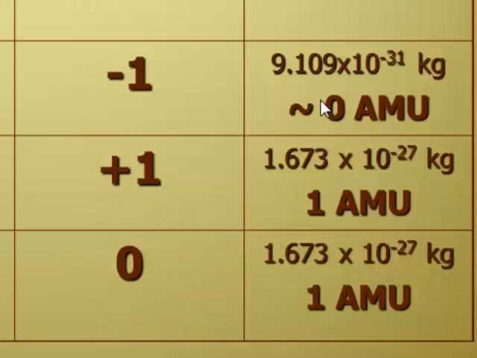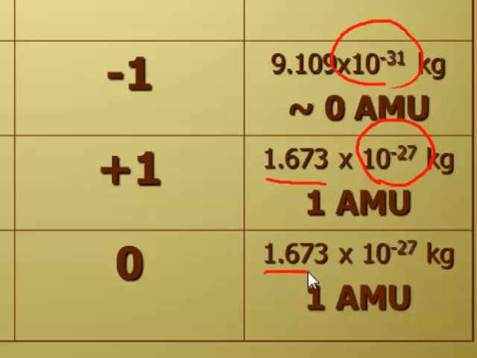And then the masses. Wow, look at the difference in the mass between the electron, which is 10 to the -31st, and the proton, which is 10 to the -27th. Oh, and look, the protons and the neutrons are exactly the same mass. 1.673 and 1.673 times 10 to the -27. They make up the bulk of the mass of the atom because of their size.